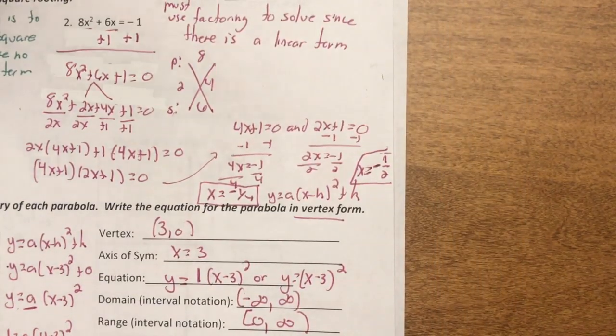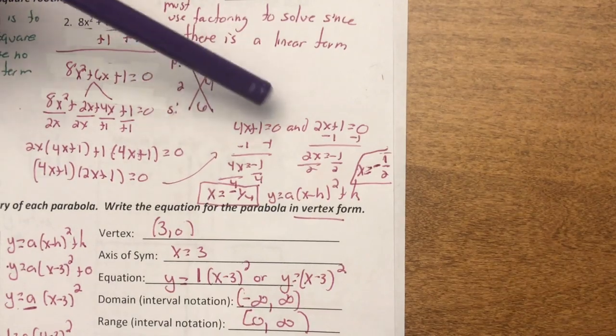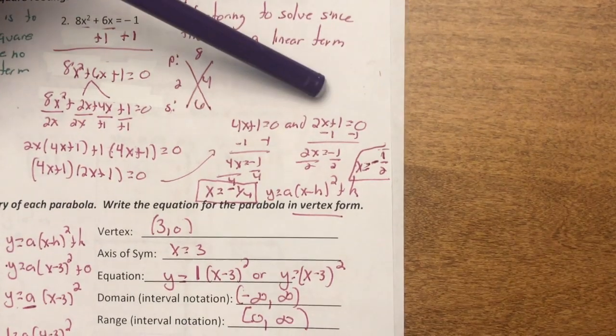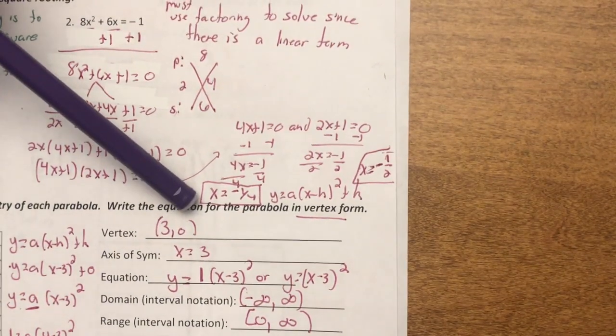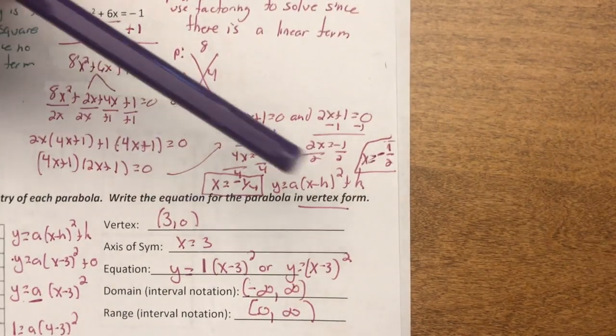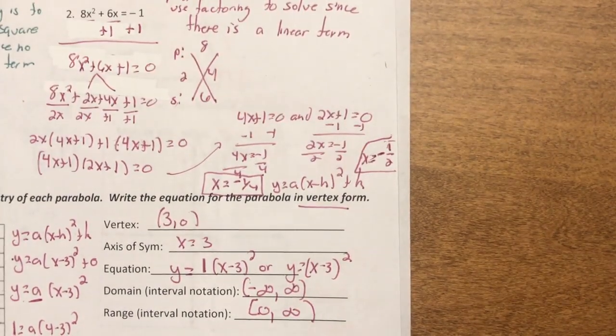Zero product property says that one of the factors must be equal to 0. So you set each one equal to 0 and solve it, and you're going to come up with x equals negative 1/4 and x equals negative half.